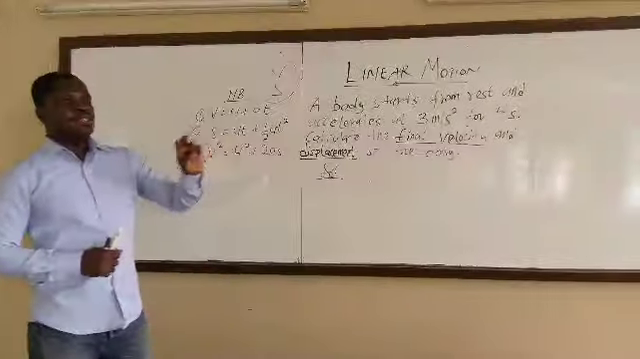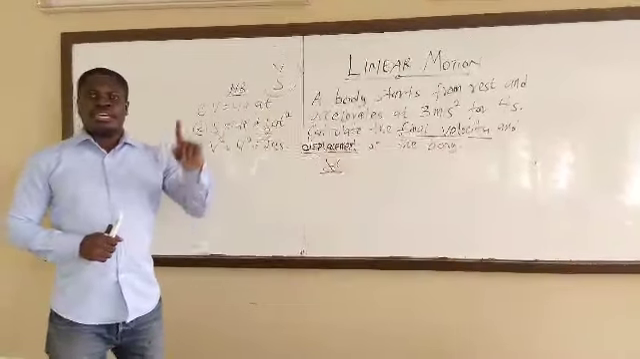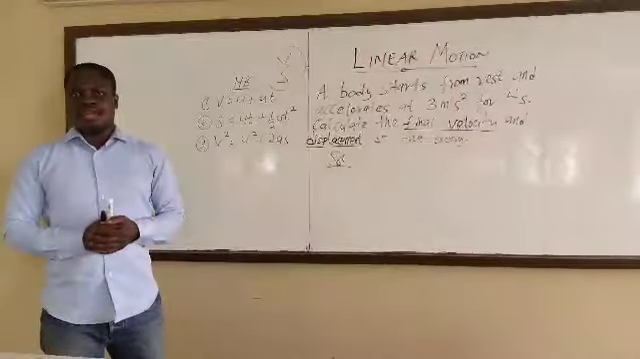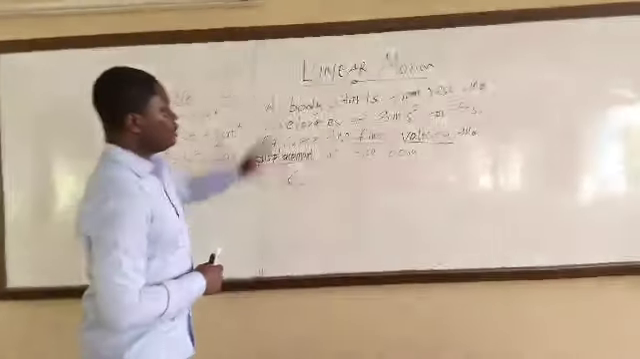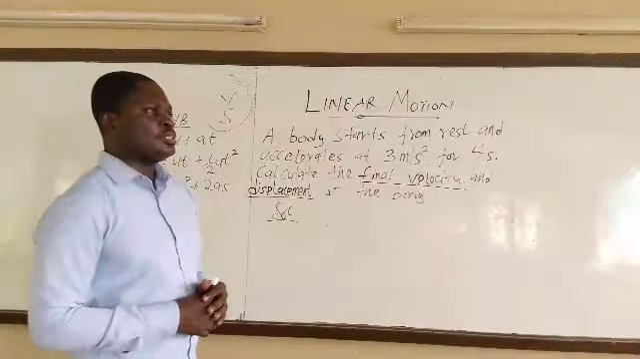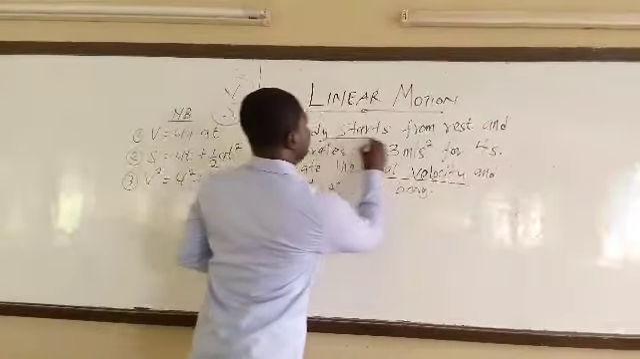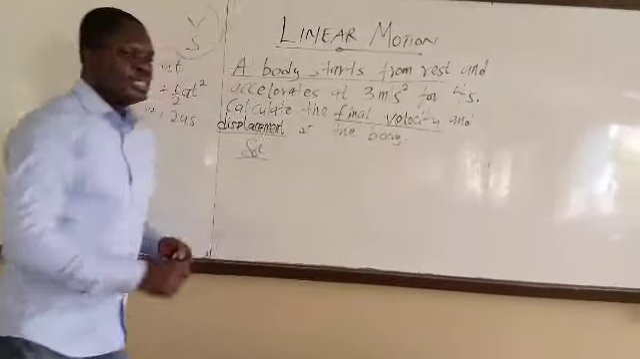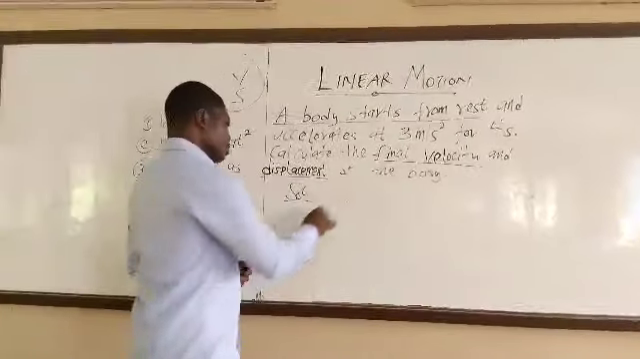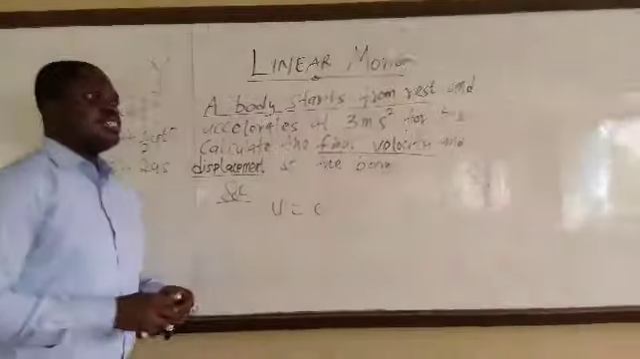Now let's consider v to be the final velocity, u the initial velocity, s the displacement, a the acceleration, then t the time. Before you can solve this question, you need to know the parameters given in it. When a body starts from rest, it has an initial velocity of what? 0. So we can put it down: u is equal to 0. It has an initial velocity of 0.